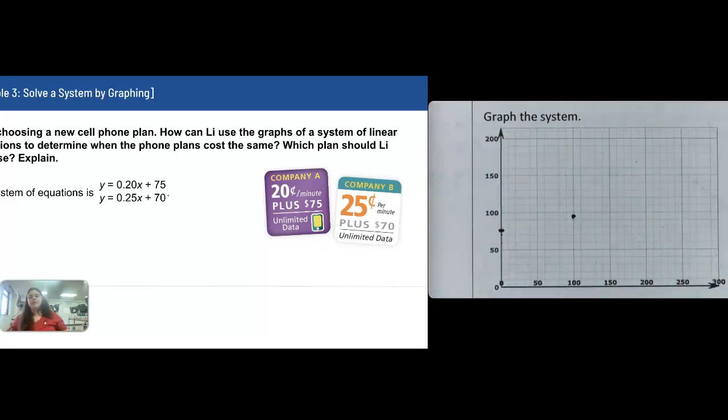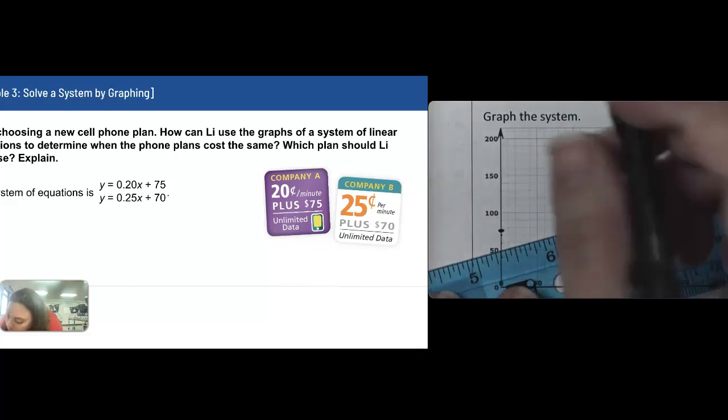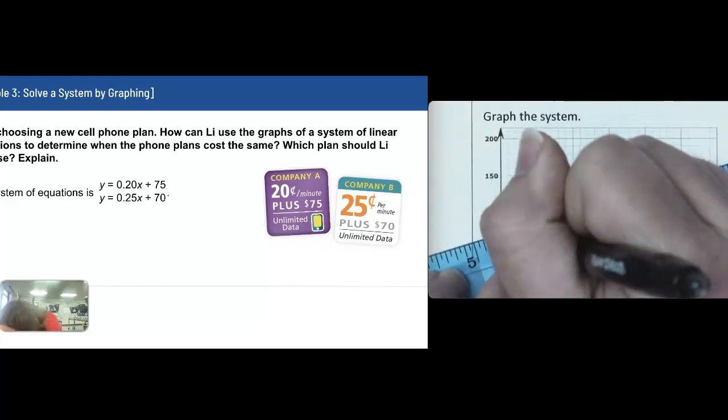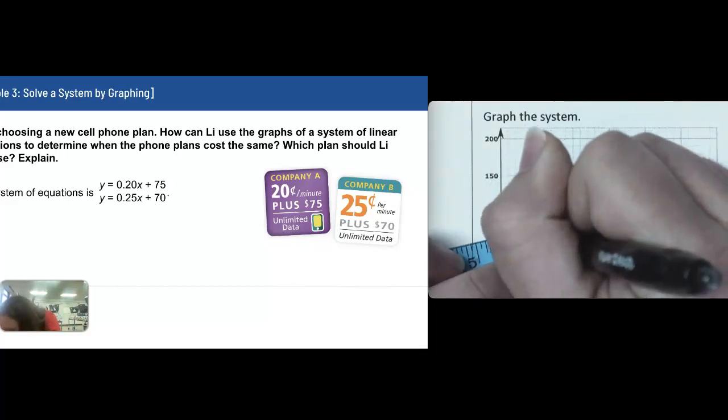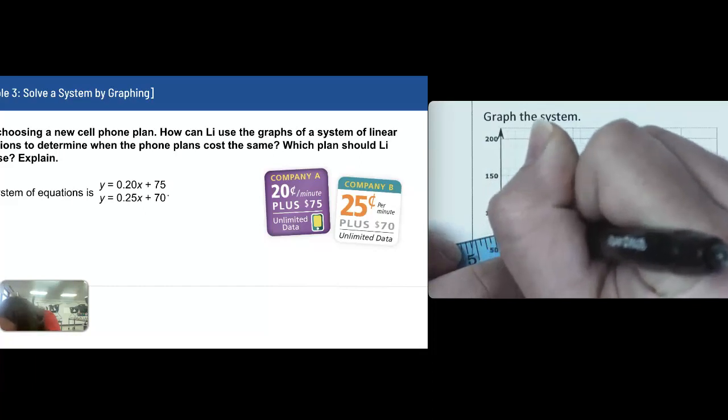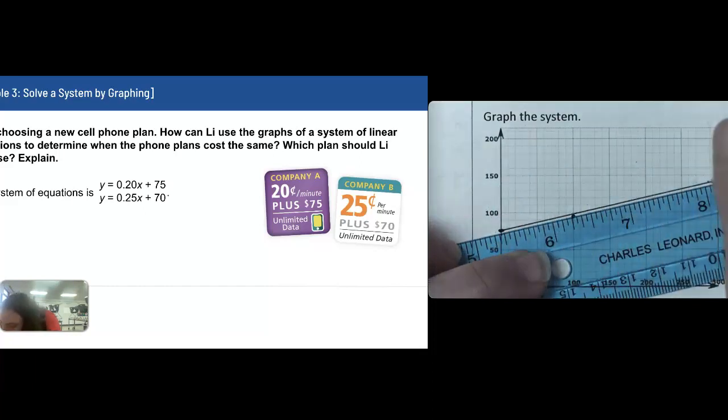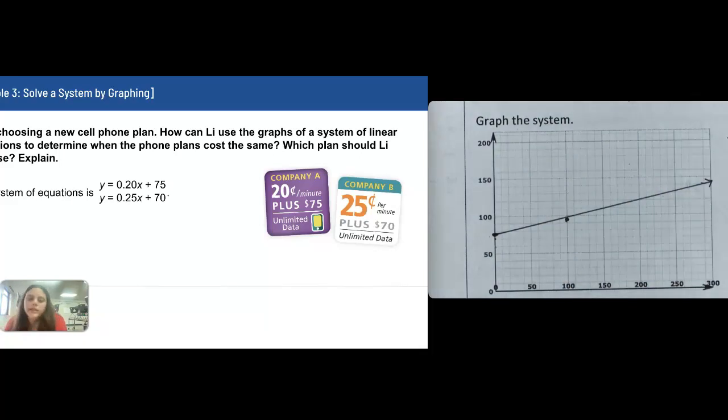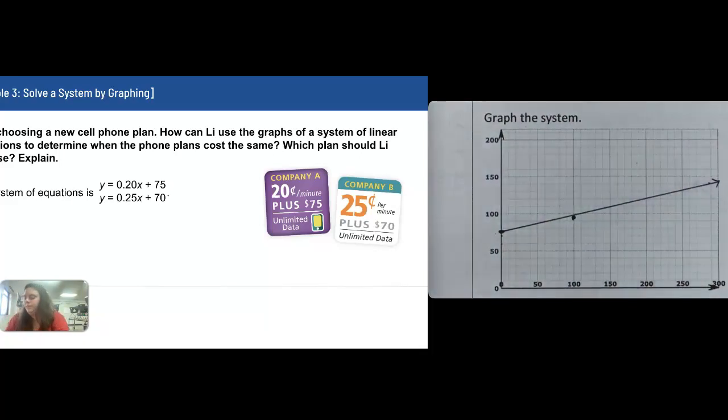So I can graph that, and if I like my lines to be perfectly straight, which I do, I'm going to grab a ruler, line up those two spots with my ruler, and draw a line. And I missed the spot, but it's okay.